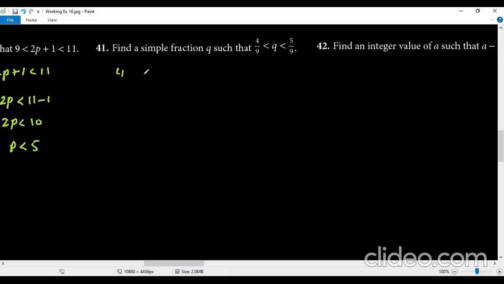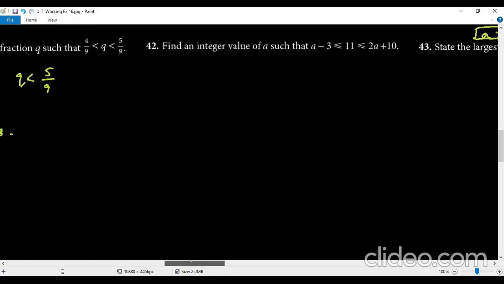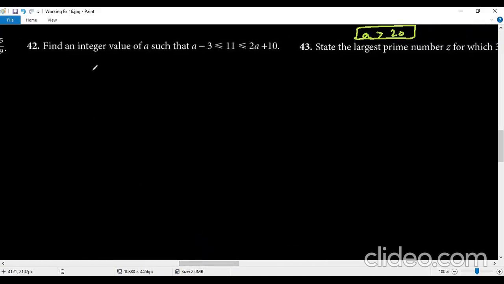When it comes to question number 41, it has fractions in between. So I will be needing a fraction actually. 4 over 9 is less than q, and q is less than 5 over 9. So to get rid of this 9 in the fraction, what we do is, it's a q actually. So what are the values going to be? If I divide both of them by half, so half is going to be my answer.